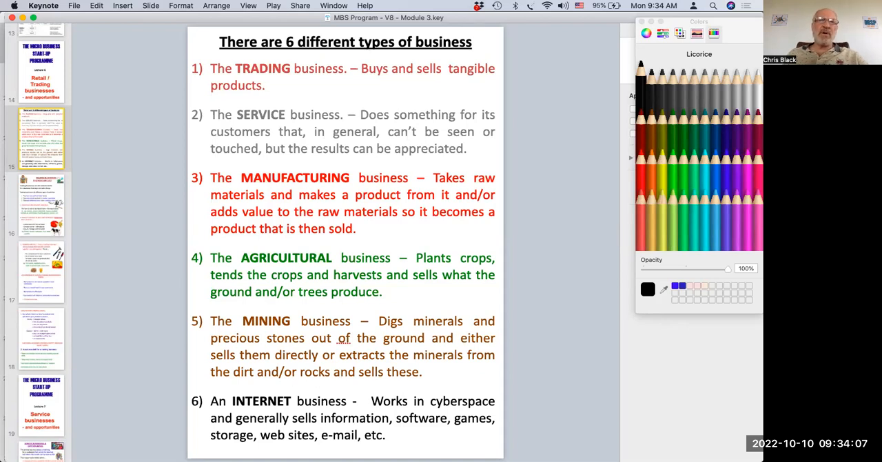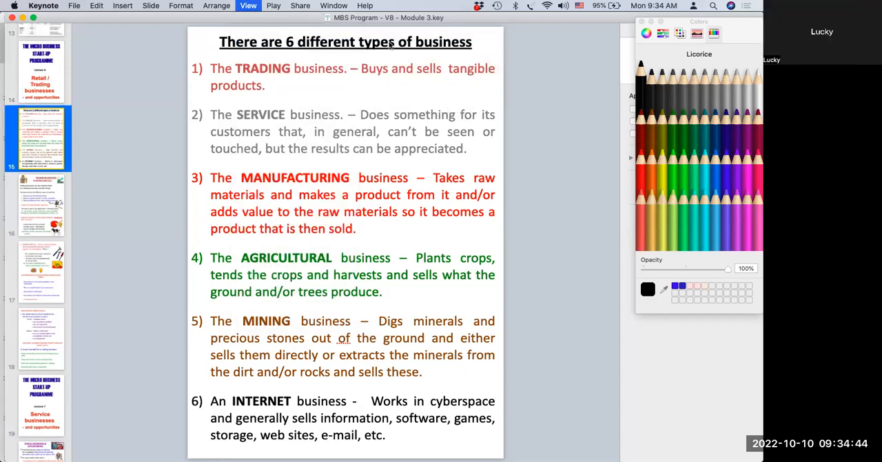The example of a trading business is a business that buys and sells tangible products. Now, the word tangible means to touch. Then there was the service business, and I'm not going to do any more discussion on the service business at this point, because I'm going to go to my slides and we're going to look at it there. And then we're going to look at the manufacturing business, which takes raw materials and makes a product from it. And we end up selling that product.